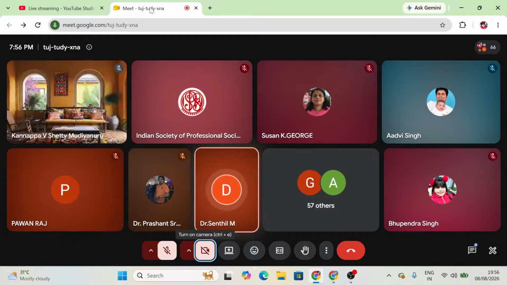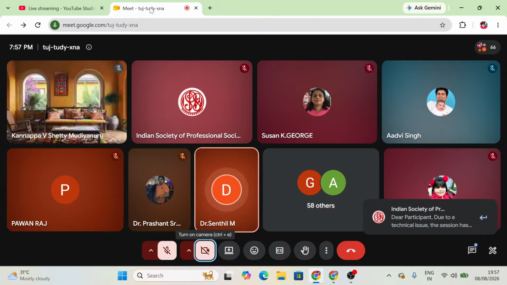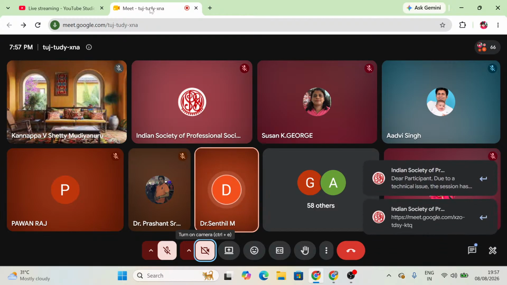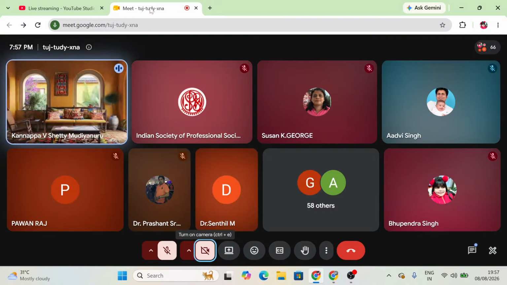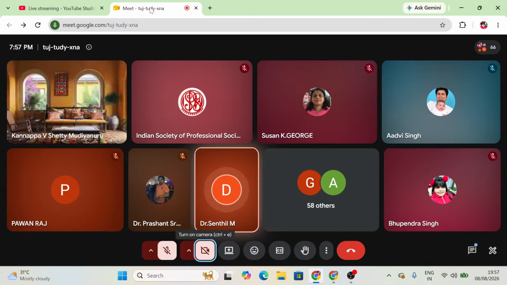First of all, I would like to thank the organizers and the office bearers of ISPSW, especially Dr. Prasant and Bhupender sir, Naren sir, and Atavullah for giving me this opportunity. And also, I'm very happy to be virtually joining with Dr. Kannappa Setti. Hi, Kannappa. Hope you are doing well. Yes, Senthil, I'm doing well. Thank you. Good to see you and talk to you after a long time. Yes, a long time actually.